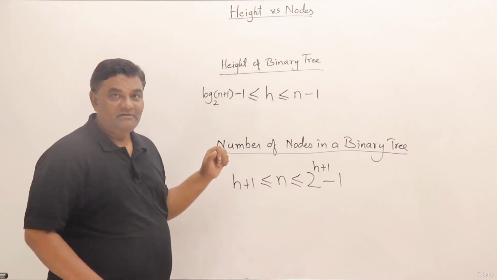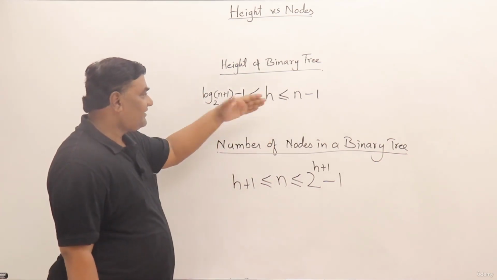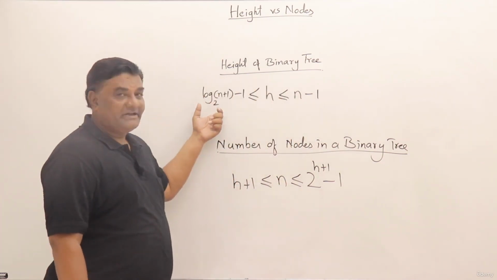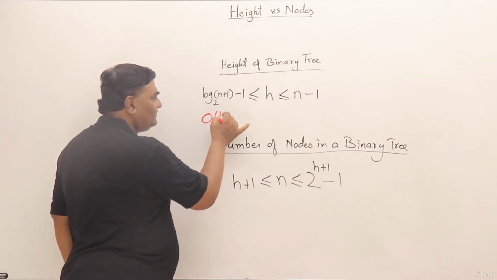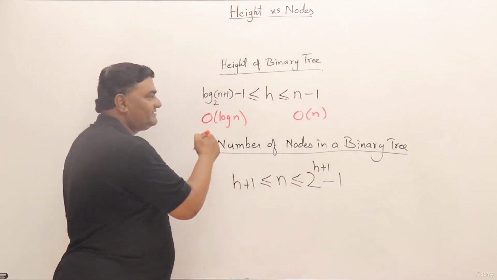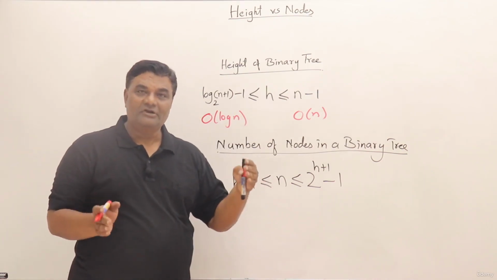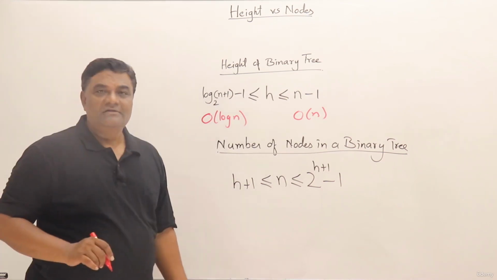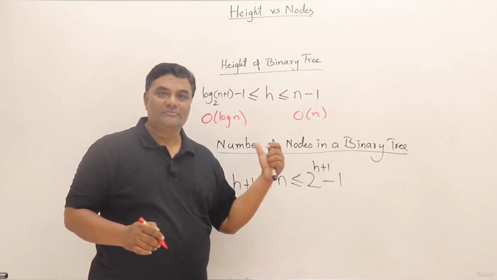Next, we saw this formula for the height of a binary tree. This is very important. The height of a binary tree can range from log n to n, logarithmic to linear. This is order of log n, and this is order of n. So minimum is log n, maximum is n. Remember this always: for a binary tree, it is log n to n. Whatever board work I have done, if you do it once, you will always remember these formulas. These formulas are very important.